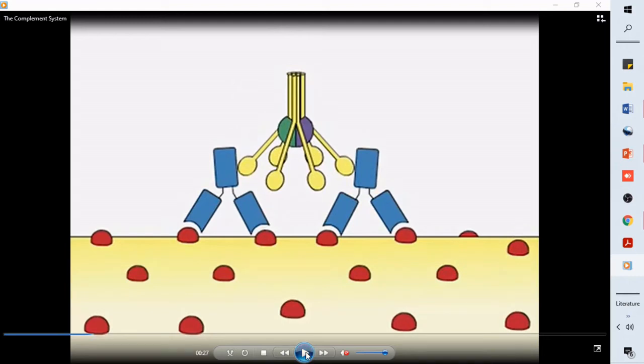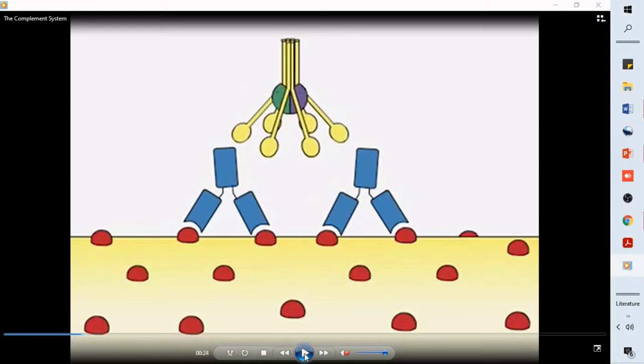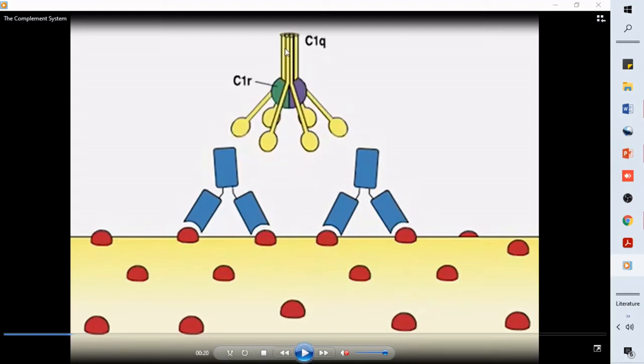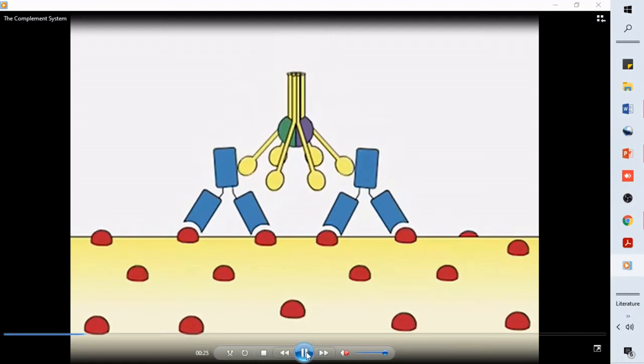So it has bound to which part of the antibody? It has bound to the Fc region, right? Which part has bound to the Fc region? I think C1Q, isn't it? Which part was it? Let me check, C1Q, right? This yellow part is C1Q, green is C1R, and this one is C1S. So the yellow part is the one which is binding to the Fc region of the antibody.